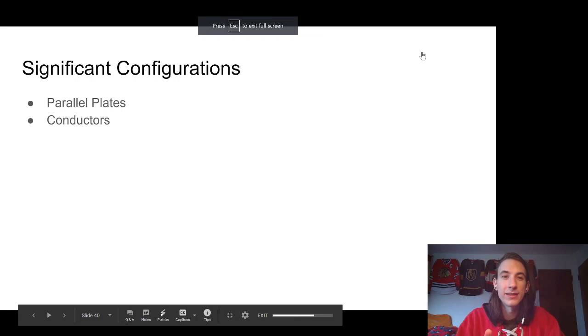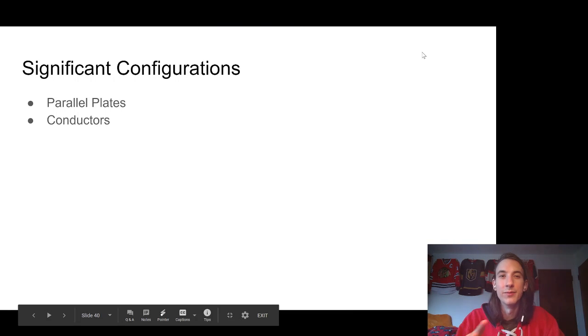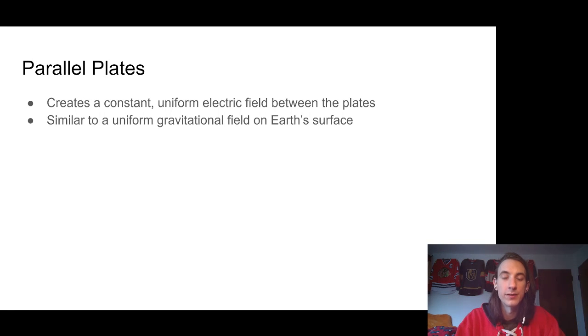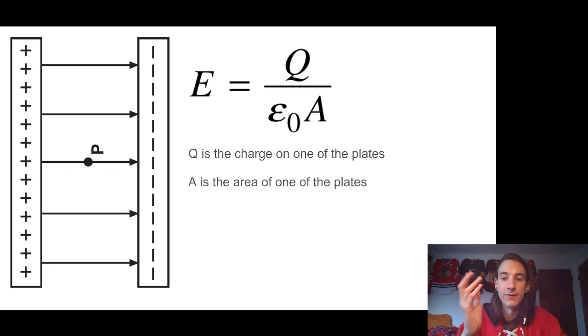So some significant configurations, some spots where that gets a little bit tricky, are parallel plates and conductors. Parallel plates are what we talked about when we think about a capacitor. One plate is positive, one is negative, and when we do that, we get this really nice uniform electric field, where we have a constant value of the electric field between the plates. So everywhere we look, the value of the electric field is the same. It's not changing with distance. We're just saying, between these two plates, what is the value of the electric field?